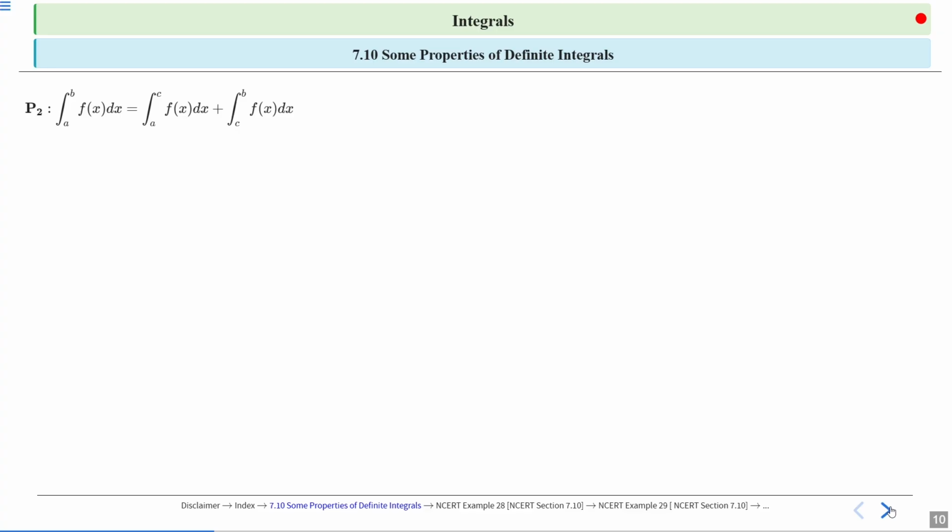For example, if you want to break into three or more parts, we take the interval from a to c and then c to b, and we can also take from a to c, then c to d, then d to b. That's how we can split the interval and get the value of the definite integral on each interval. This property is generally used in piecewise functions, where the function is defined in pieces.